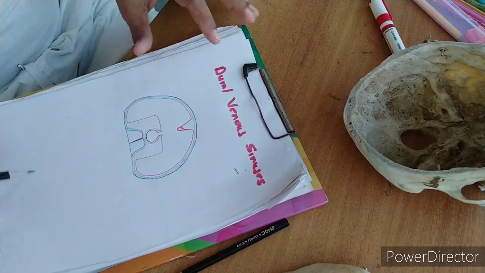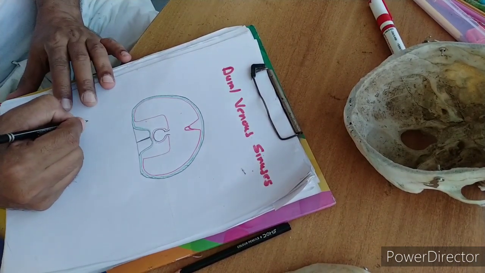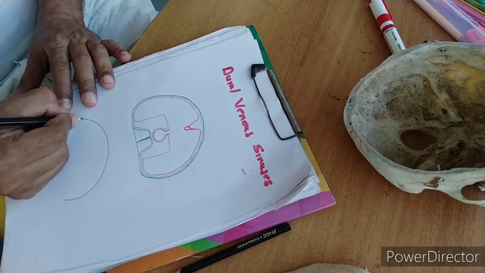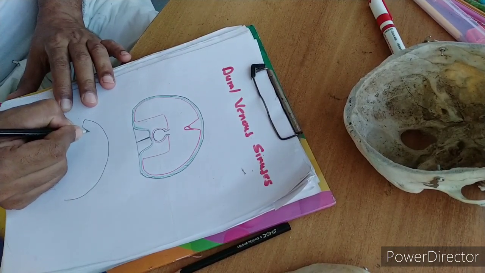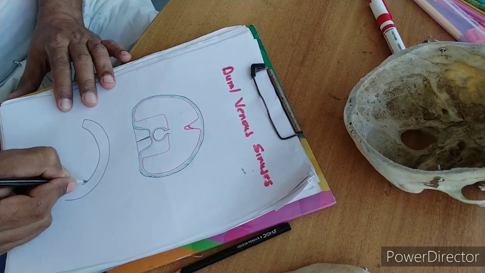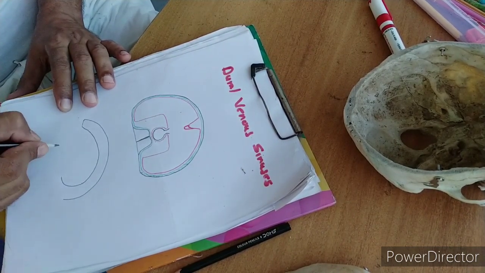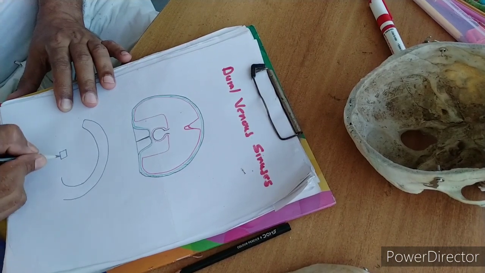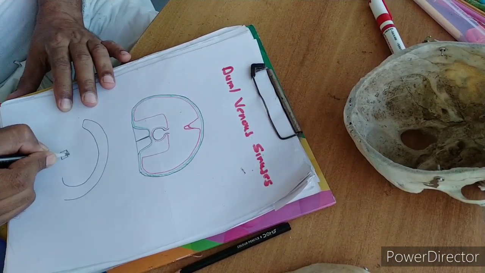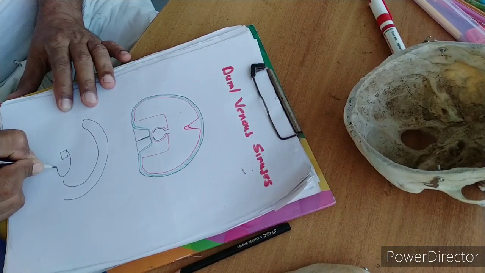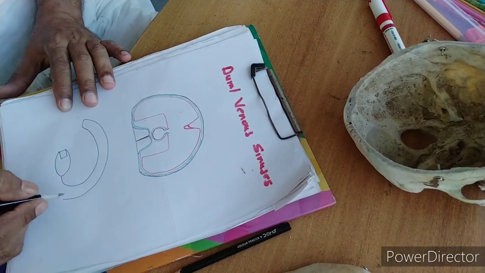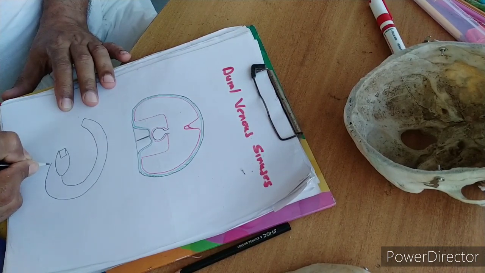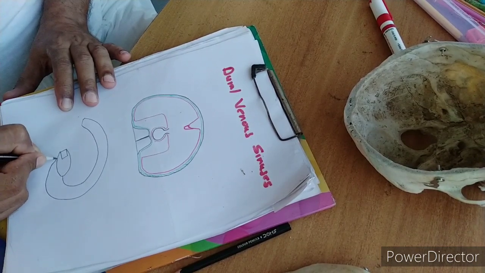Look here at the diagram of the different sinuses. This is the fold of the dura mater, the falx cerebri. This is the pituitary fossa. This is the free margin of the tentorium cerebelli, and here is the attached margin of the tentorium cerebelli.